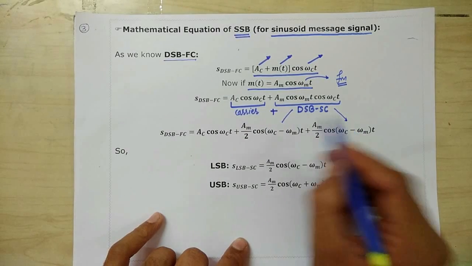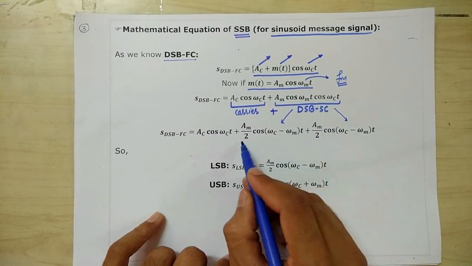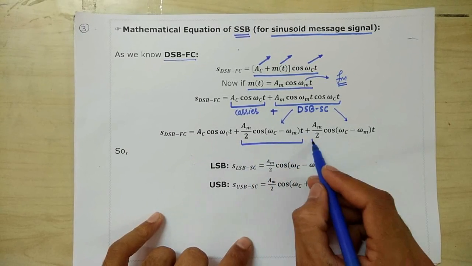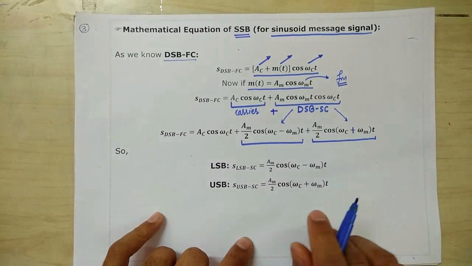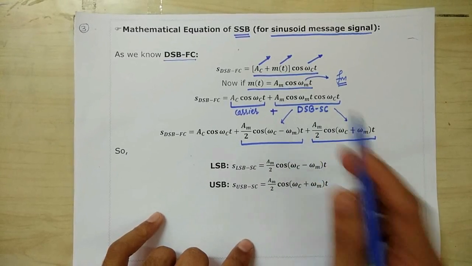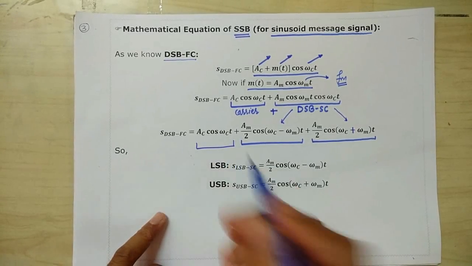This can be separated into two parts. One is AM/2 cos (omega c minus omega m) t, and the second one is what? AM/2 cos (omega c plus omega m) t. This is just cos A minus B and cos A plus B, and the half is because of this trigonometric identity. And this is again the carrier term.